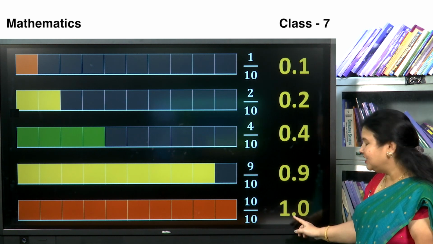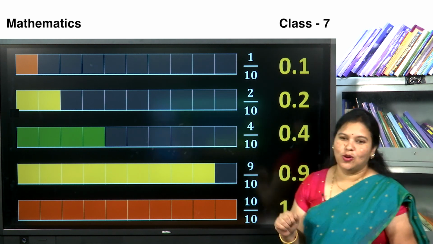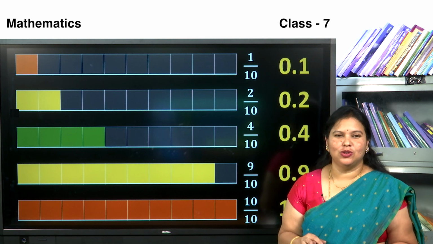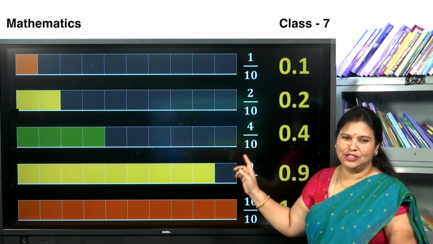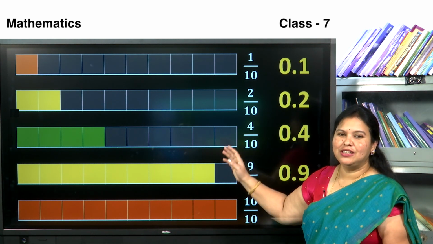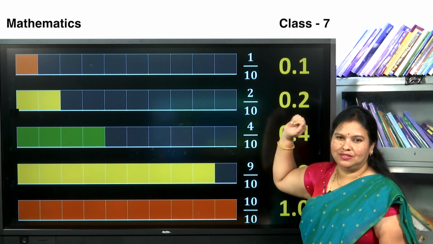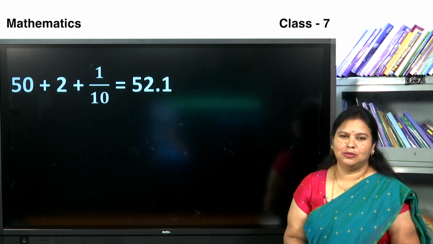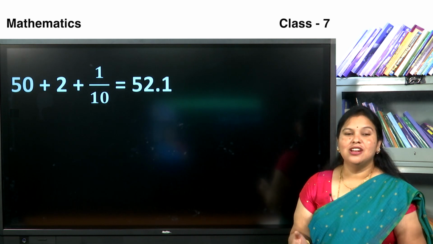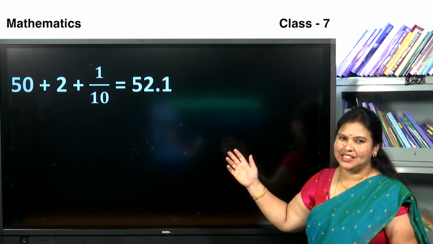So, we got the answer 1. It is a whole number. If you observe closely, from this you have understood the relationship between fraction and decimal. We will move on to the next one. Let us do some more problems for better understanding of writing decimal numbers.